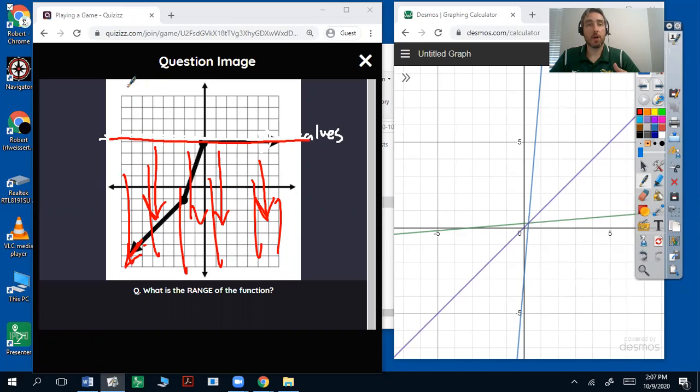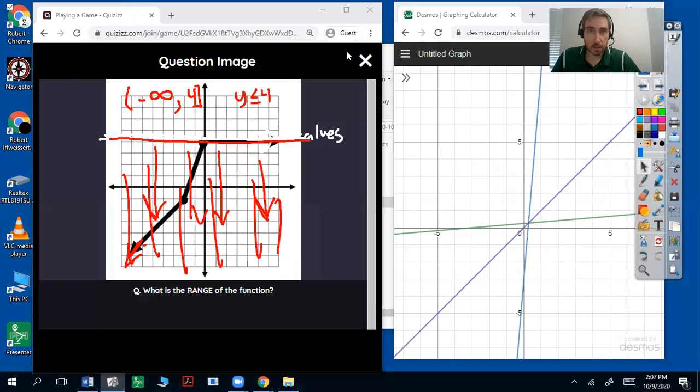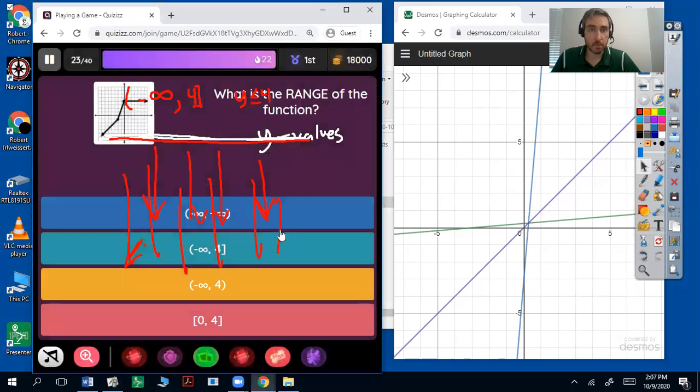So from negative infinity up until you hit 4, or you could say y is less than or equal to 4. Either one of those two is acceptable to describe the range. So it'll be the bracket because it includes the number. If it was an open circle at 4, it would not include it.